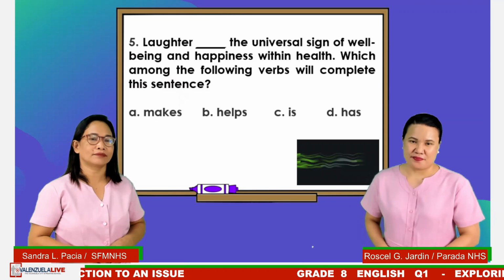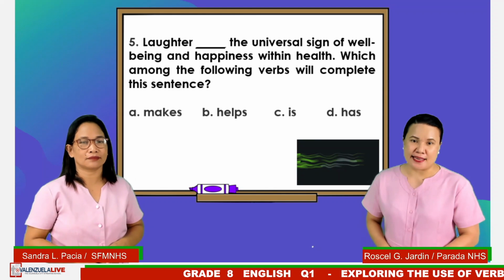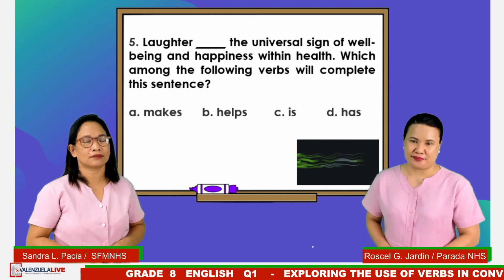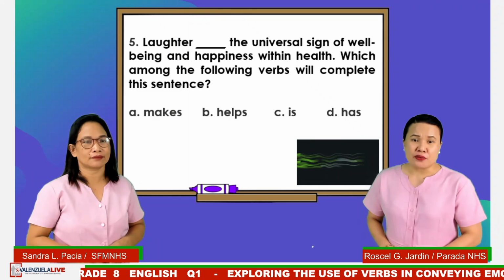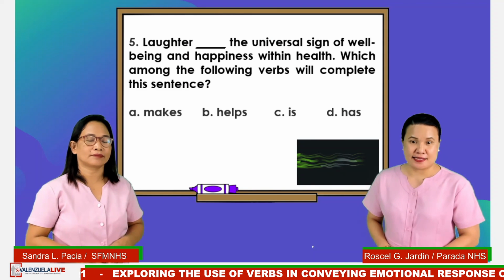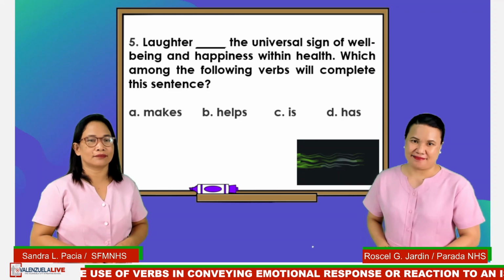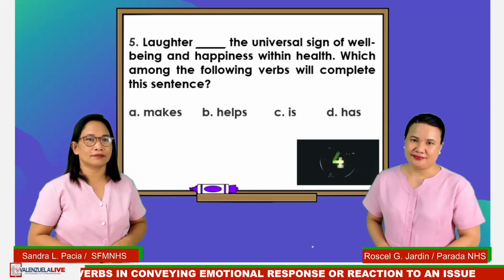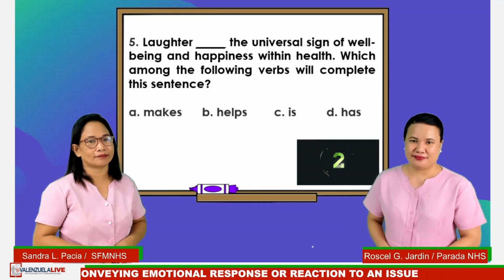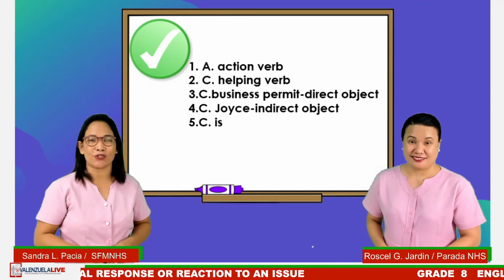Number 5. Laughter blank, the universal sign of well-being and happiness within health. Which among the following verbs will complete this sentence? A. Makes. B. Helps. C. Is. D. Has.